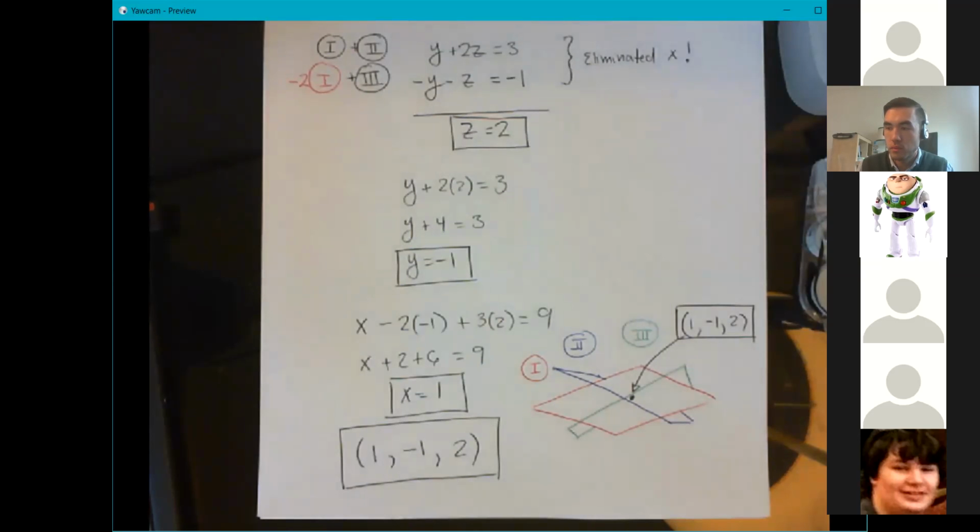Mr. Robinson, you know how you wrote the coordinates in the X, Y, Z order? Do you always have to do that? Yeah, the order is crucial. The order of the numbers is the same as the order of the letters.